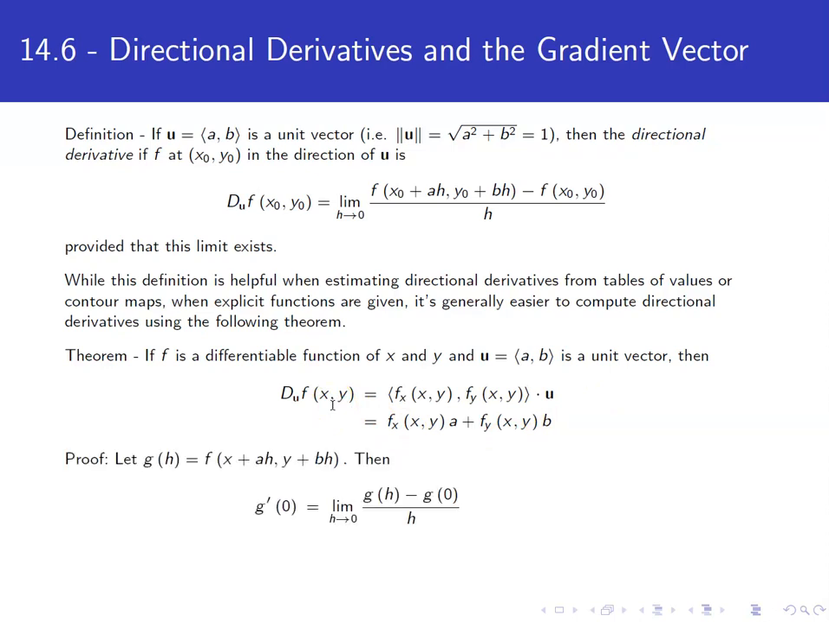Let's do a quick little proof here. Let's set our g of h to be f of x plus ah, y plus bh. So that looks like the first term in the numerator in our directional derivative definition. If I want to take the derivative at 0, well, this is a Calc 1 concept because I'm looking at a function of one variable. I can calculate the derivative at 0 as the limit as h goes to 0 of g of h minus g of 0 all over h.